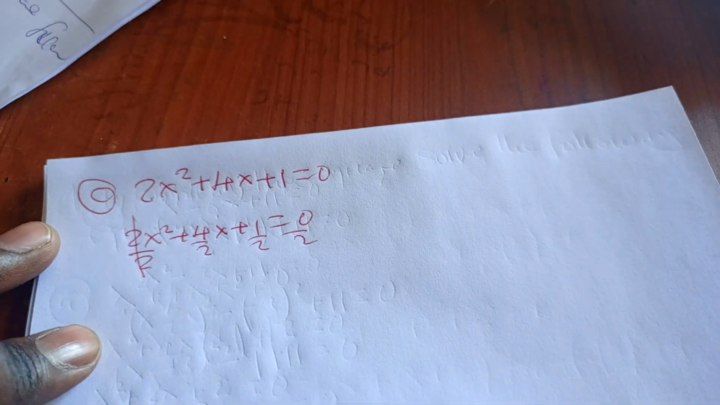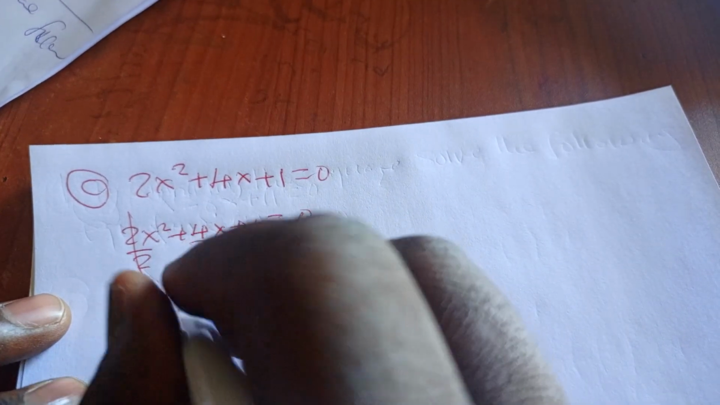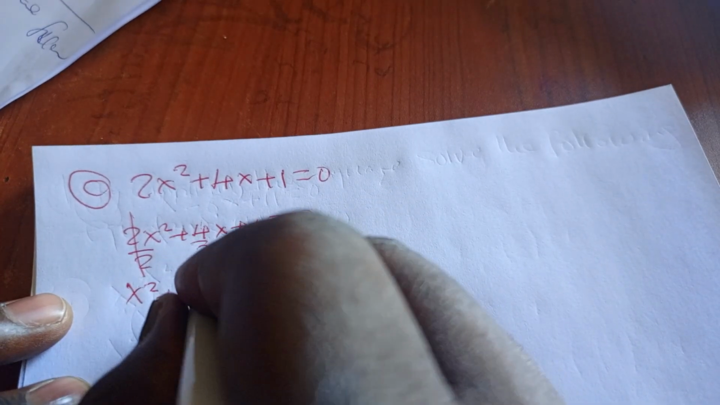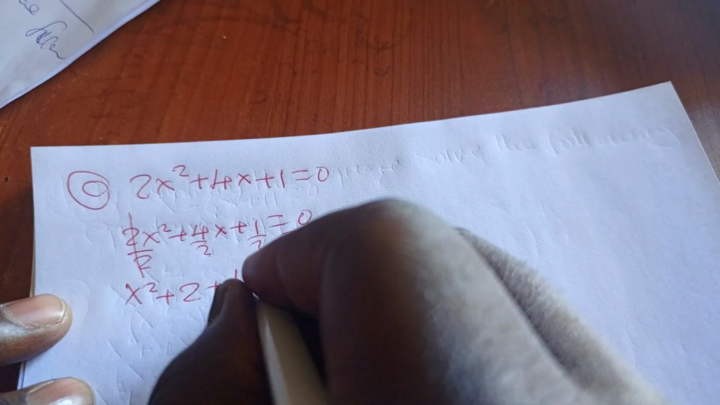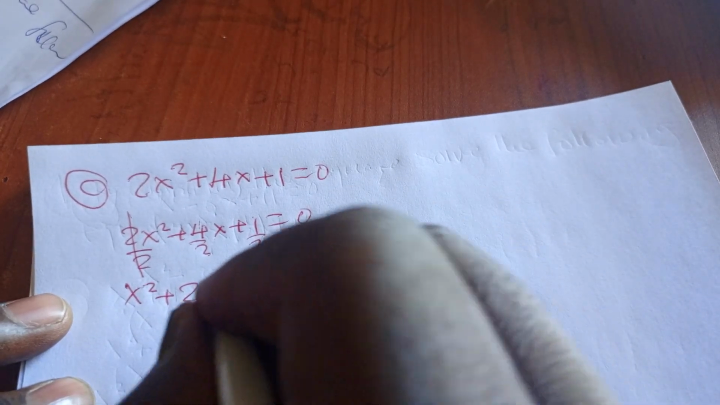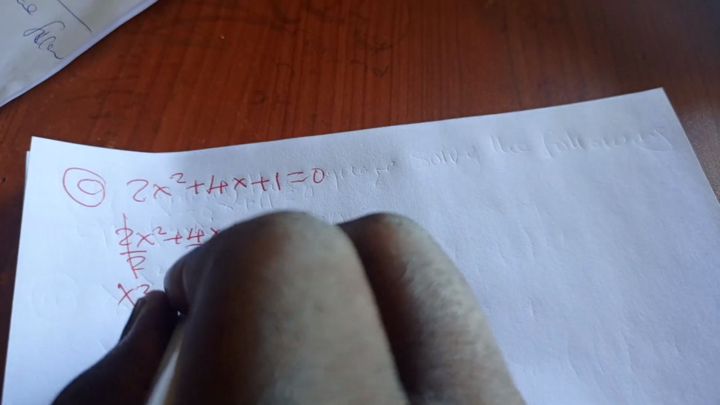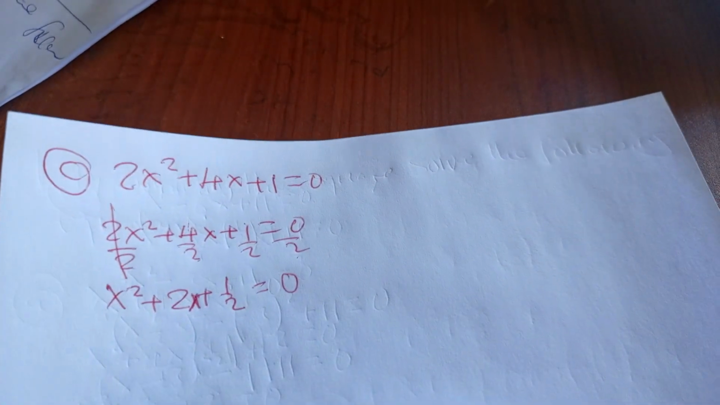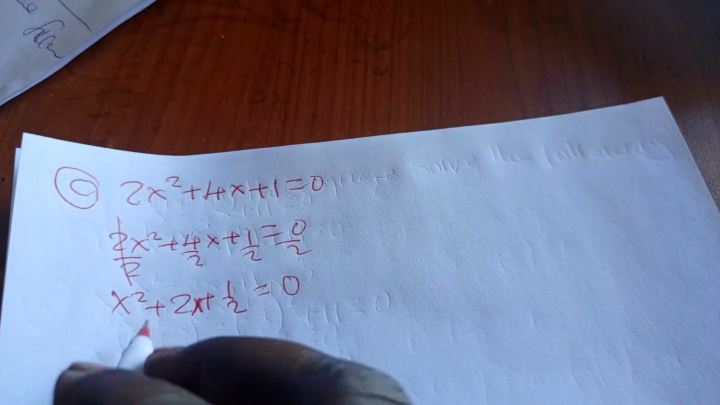So that 2 we can cancel. So I'll remain with x squared plus 2 into 4, which is 2, plus this one is 1 over 2 is equal to 2 into 0, which is 0, like this. Okay, here there's x here, x here. Then from here I'll now multiply this half by this b by half.